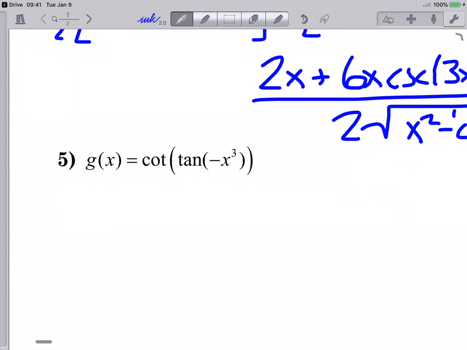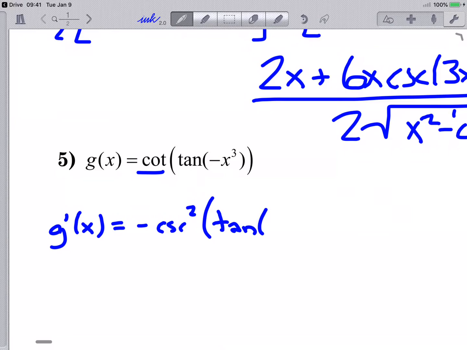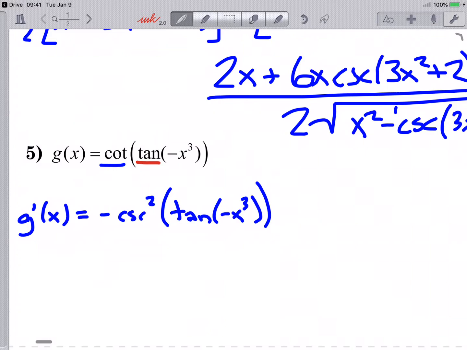All right, the next one, I've got a function within a function within a function. So my outside function is cotangent. Derivative of cotangent is negative cosecant squared. So g prime of x equals negative cosecant squared. I need to keep the inside exactly the same. Tangent of negative x cubed. Now I work my way in. So derivative of tangent is secant squared of whatever the input was. So I've got secant squared. Its input is the negative x cubed.